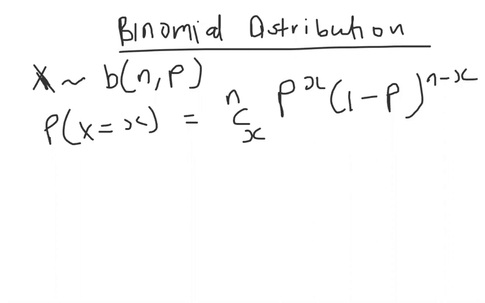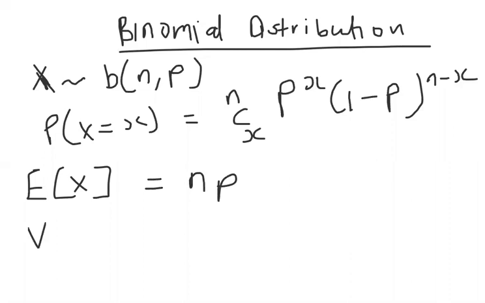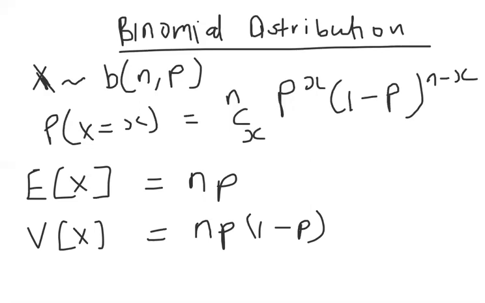The expectation of the binomial distribution is always equal to np, and the variance of the binomial distribution is np(1 - p). Okay. So first of all, let's start with the proof for expectation.